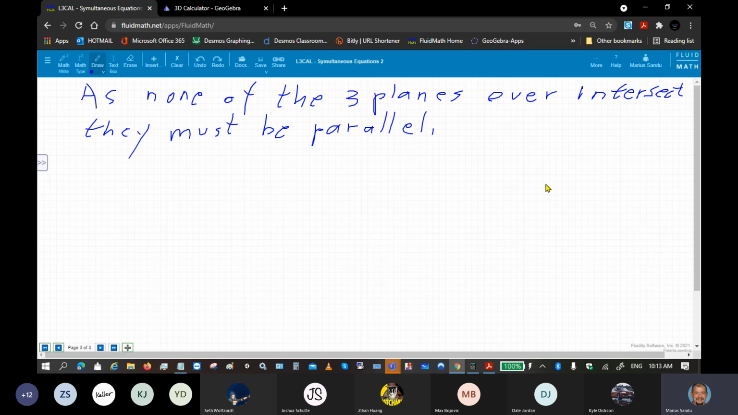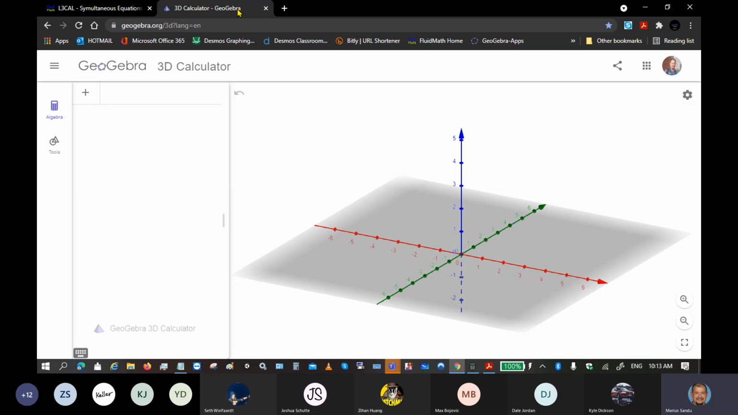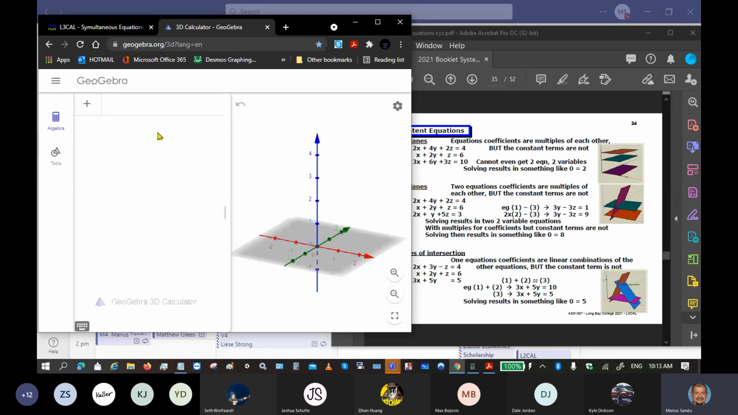All right, and I can now enter them into my GeoGebra calculator and check to see if that is true. My first one is 2x plus 4y plus 2z equals 4.